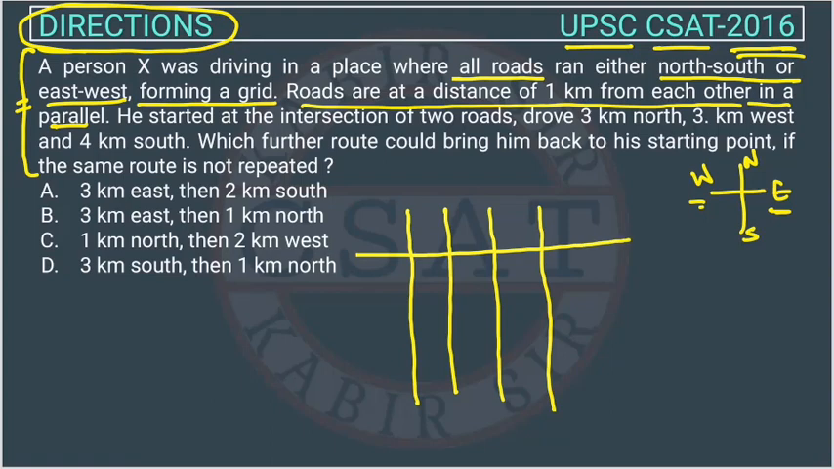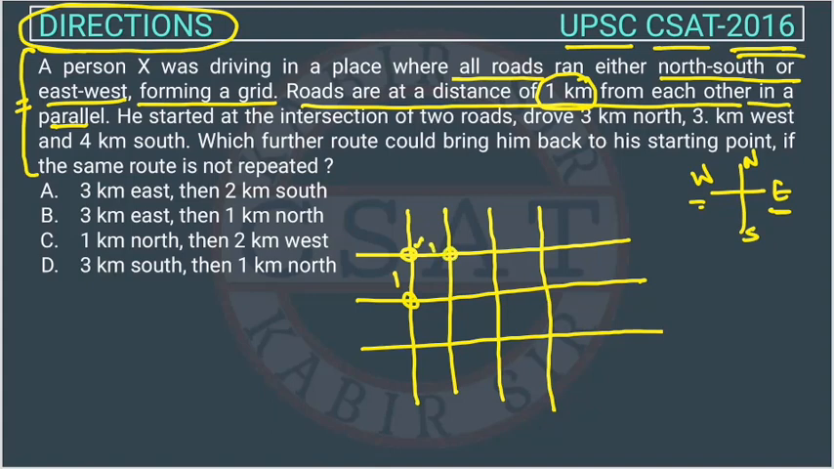So one more condition he has given, like they are 1 kilometer from each other, so they are running like this, okay? And the distance from this point to this point is 1 kilometer, and from this point to this point is also 1 kilometer. So they are forming a grid. So this is the question, right?